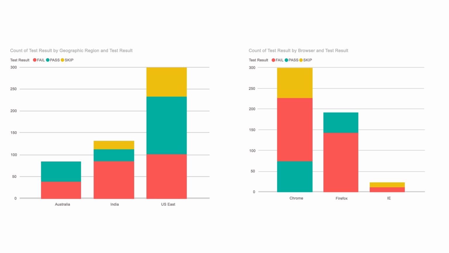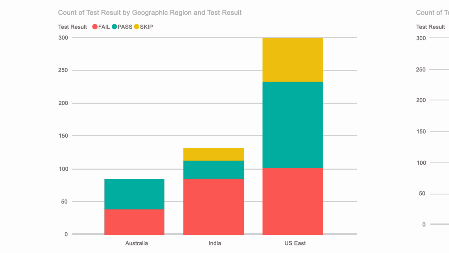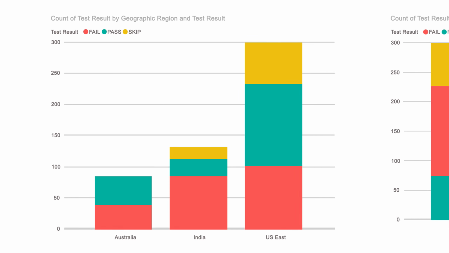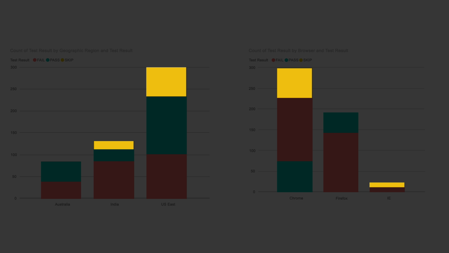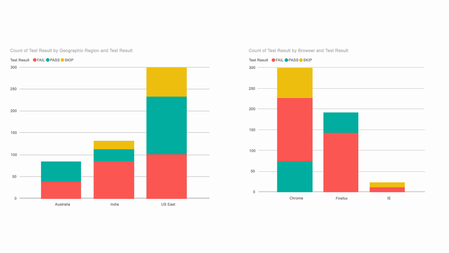Let's take a look at some of the reports and charts you can create using the test results. These are a couple of sample charts that we've generated. Here you can see the number of test cases which have been executed in different geographic locations. We can also see the number of test cases which got pass, fail, and skip. You can create many more charts like this using Power BI.